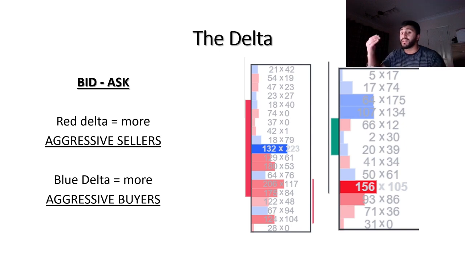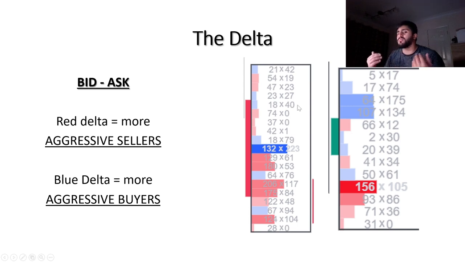Now blue is the opposite. The bid and the ask is a positive number, right? So the bid minus the ask is above 0. There's more aggressive buyers than there are aggressive sellers. And this tells us that, again, there's more aggressive buyers than there are aggressive sellers, right? That's the basic concept of delta.